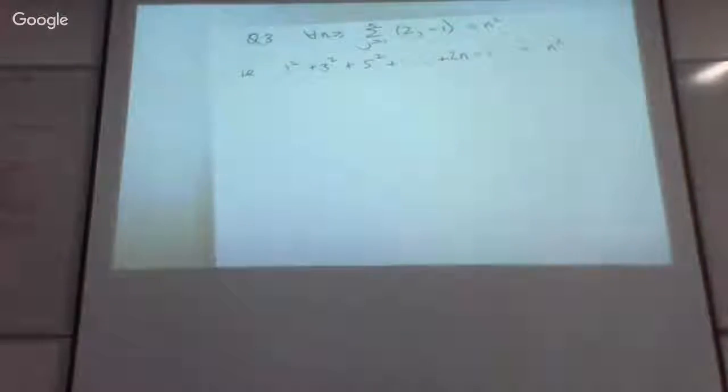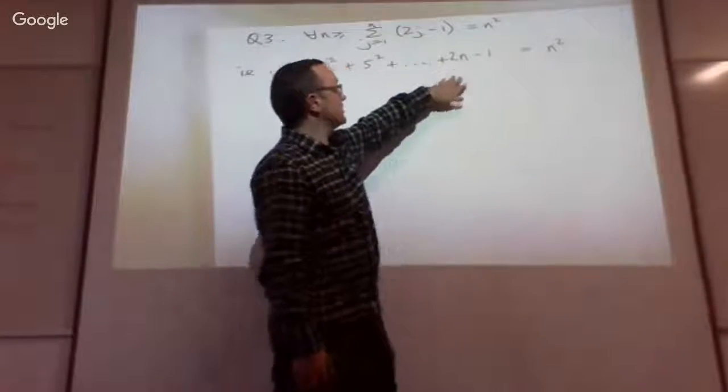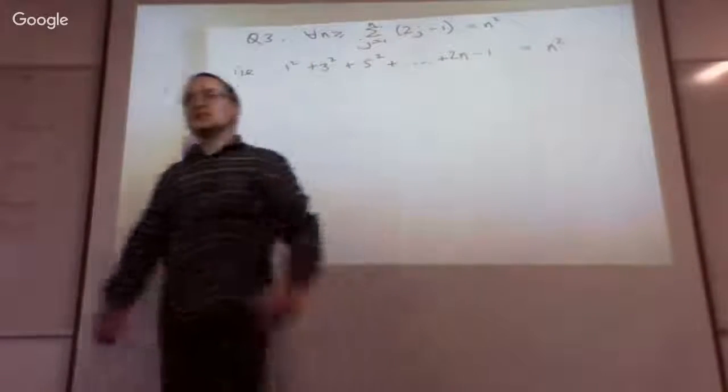It's saying that when you add up all of the odd integers, you get n squared. So 1 plus 3 plus 5 plus 7, all the way up as far as the last odd integer, 2n minus 1, that gives you n squared.